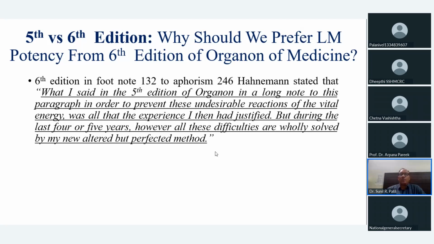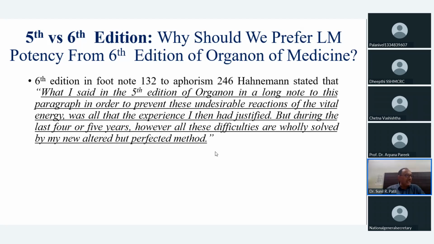in the fifth edition of Organon in a long note to this paragraph, in order to prevent the undesirable reaction of the vital energy, and was all that the experience I then had justified. But during these last 4 or 5 years, however, all these difficulties are wholly solved in my new alternate but perfect method. This is the LM potency, the new method.